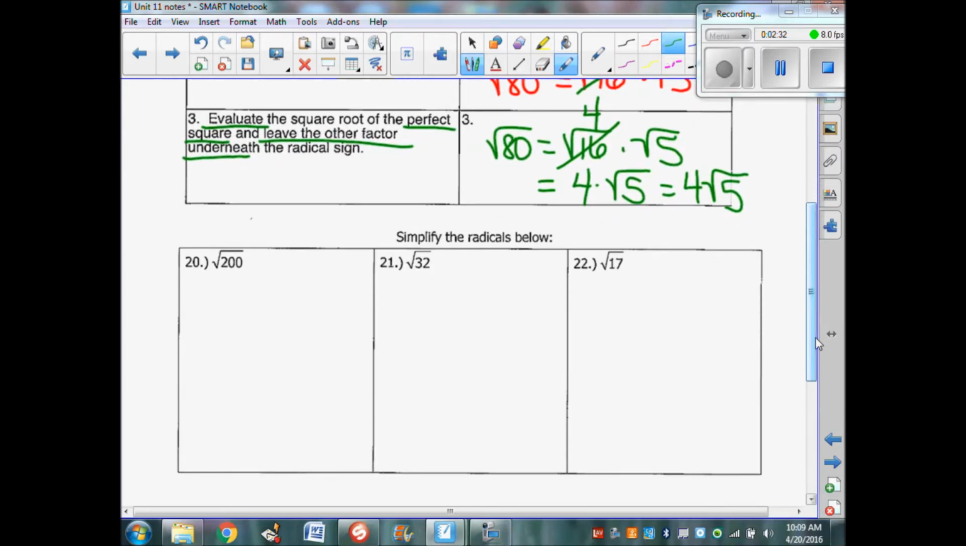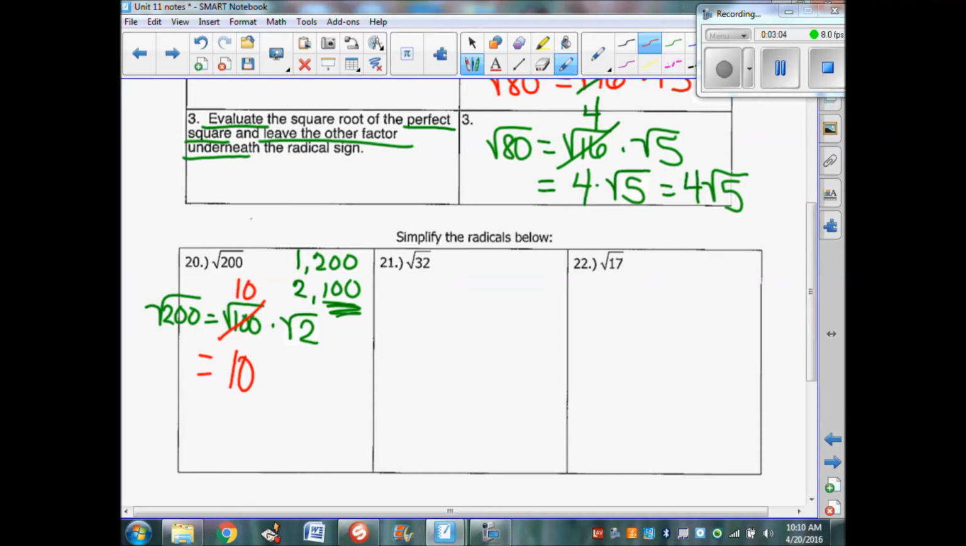So let's practice with some of these. Square root of 200. So I think about my factors of 200. And I'm going to stop right there at 2 times 100 because I recognize that 100 is going to be my largest perfect square. So I can rewrite the square root of 200 as the square root of 100 times the square root of 2. And I know that the square root of 100 is 10. So that's my perfect square, 10. 2 is not a perfect square. So I've just simplified the square root of 200 to 10 square roots of 2.